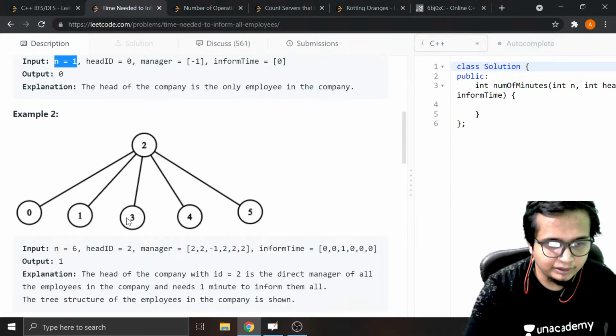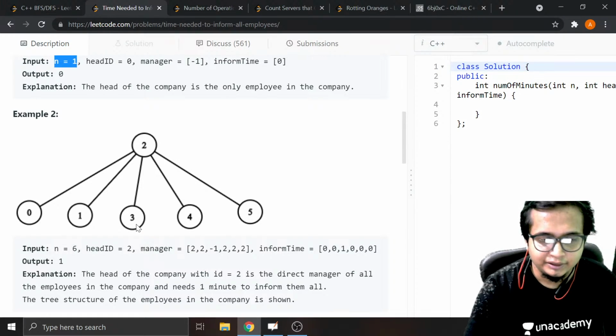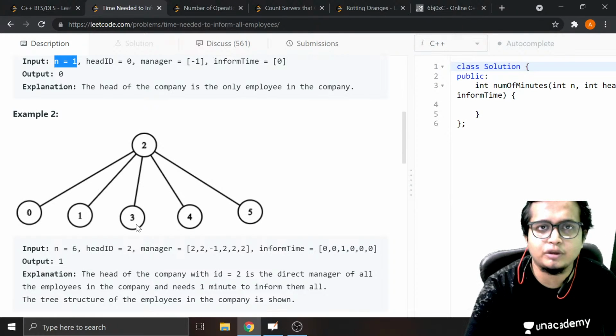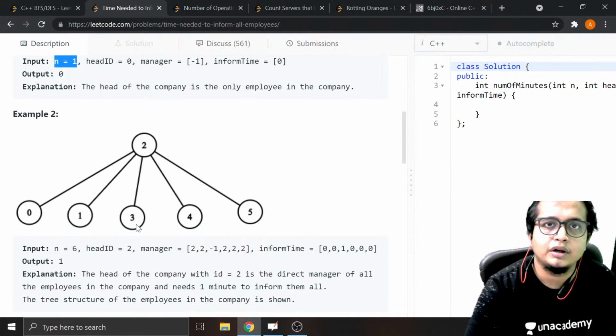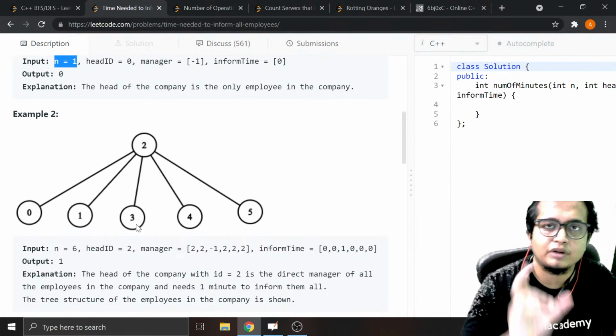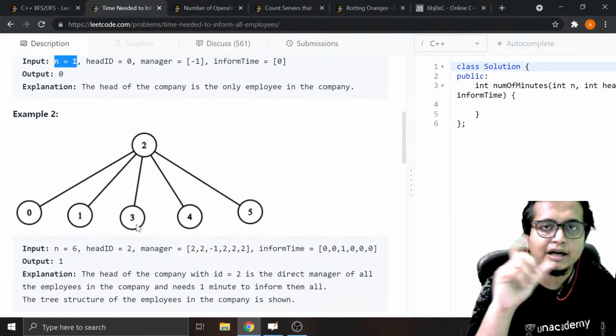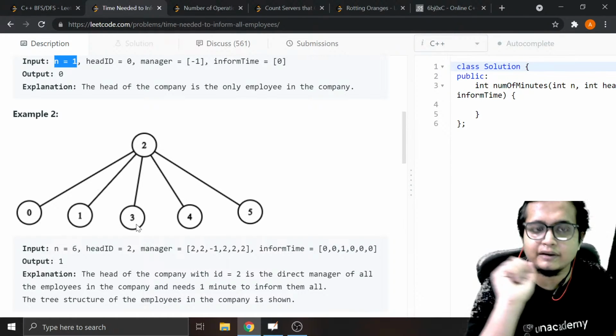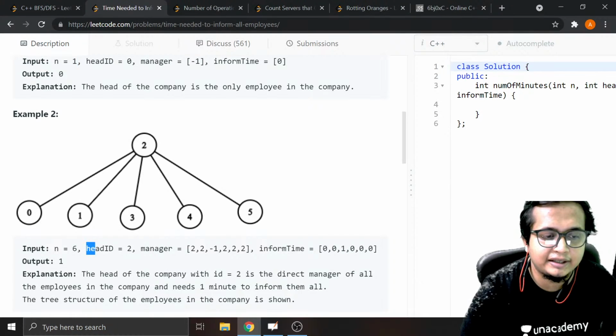Okay, and this is actually a tree. That's the first thing. So a tree is just a special form of graph, in which the number of edges is n minus 1 and there are no cycles, or we can say that the number of connected components is 1. So a tree is always connected. It can't be disconnected, unlike graphs. Okay, so here you can see that head ID is 2.